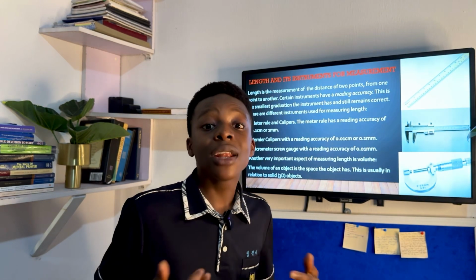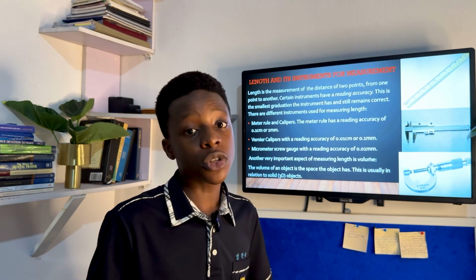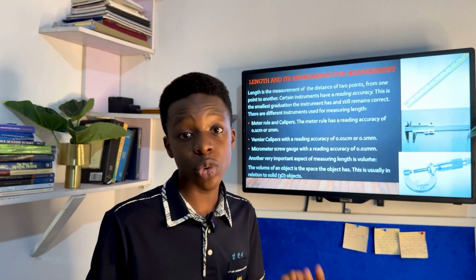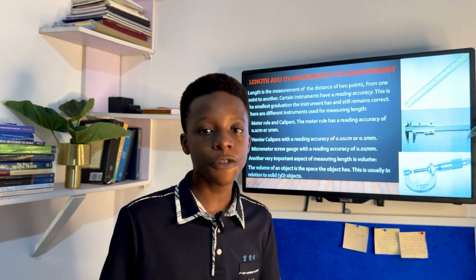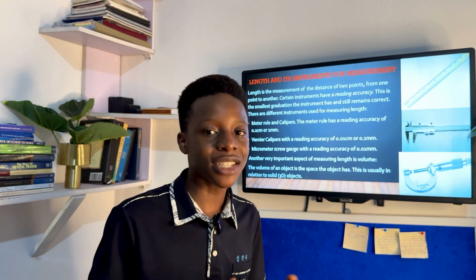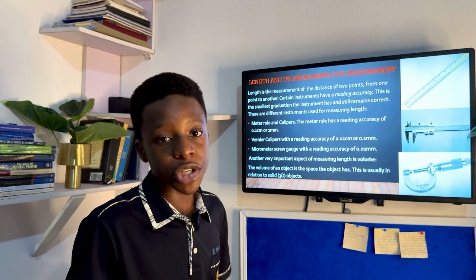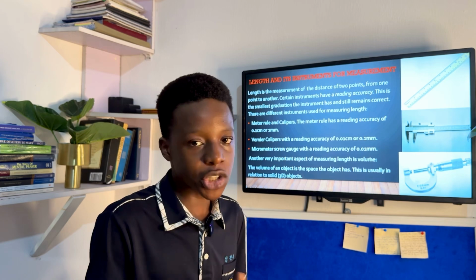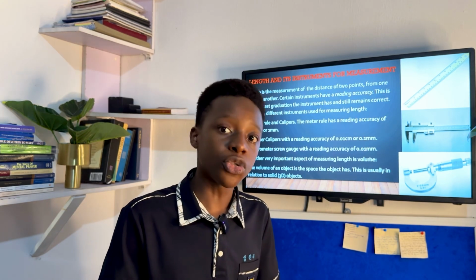Now we're going to talk about length. In this topic, we're going to focus on length, mass, and time as the three basic fundamental quantities in physics, and we're going to focus on its instruments. So length is the measurement of the distance from point A to point B. There are different instruments used for measuring length.